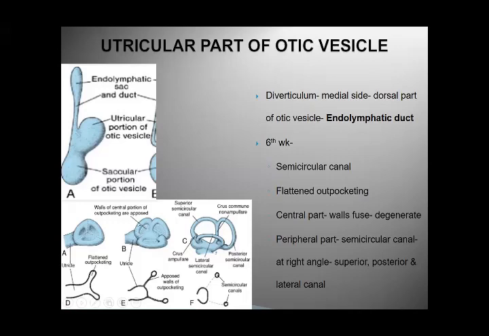And the peripheral parts, these remain intact. They do not regenerate. Whereas these central fused parts, they degenerate. As a result, these peripheral structures, free rings, develop into semicircular canals. You have 3 semicircular canals developing.